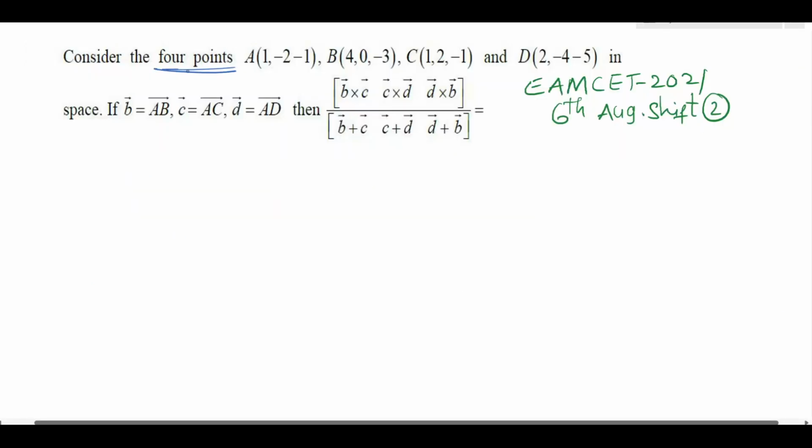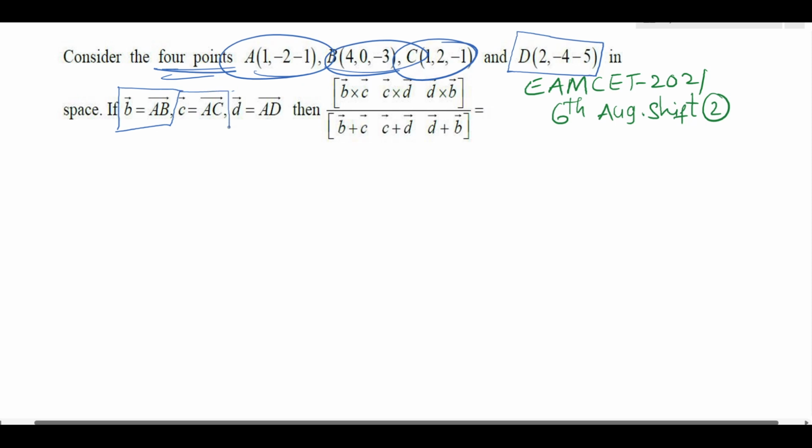Consider the 4 points, capital A 1, minus 2, minus 1, and capital B 4, 0, minus 3, capital C 1, 2, minus 1, and capital D 2, minus 4, minus 5 in space. If small b bar is equal to AB bar and small c bar is equal to AC bar and d bar is equal to AD bar, then box of b cross c, c cross d, d cross b by box of b plus c, c plus d, d plus b is equal to dash. This is Eamcet 2021, 6th August, shift 2 question.